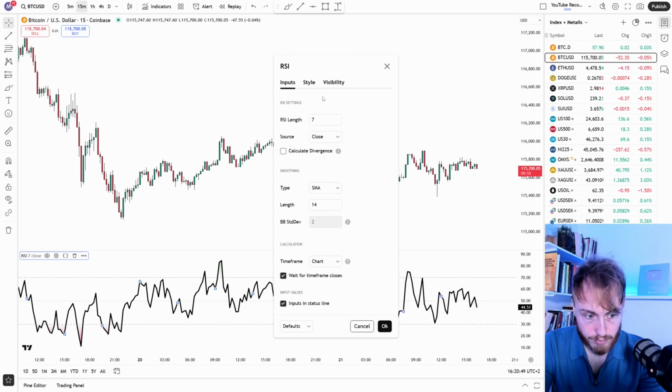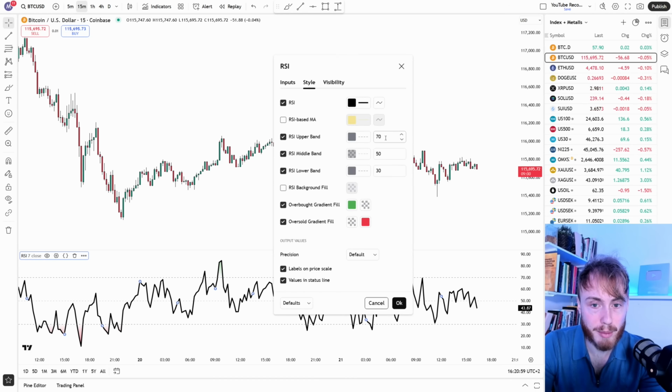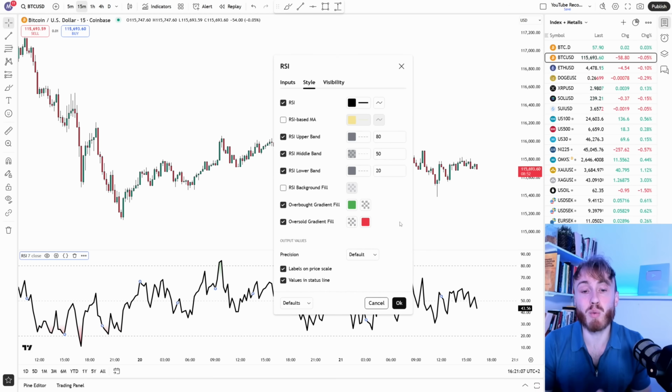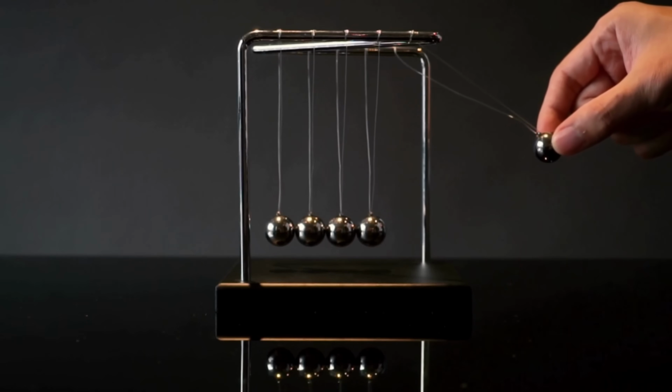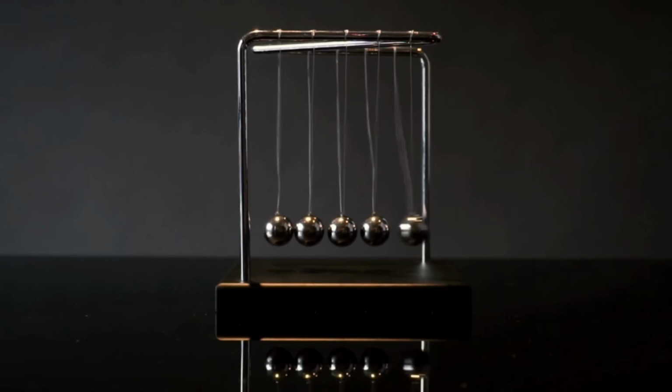And what I'm also going to do is go to style once again here, and change the upper band to 80 and the lower band to 20, because now the RSI will focus on the very extreme values. So now in order to have overbought or oversold, the momentum has to be very extreme.